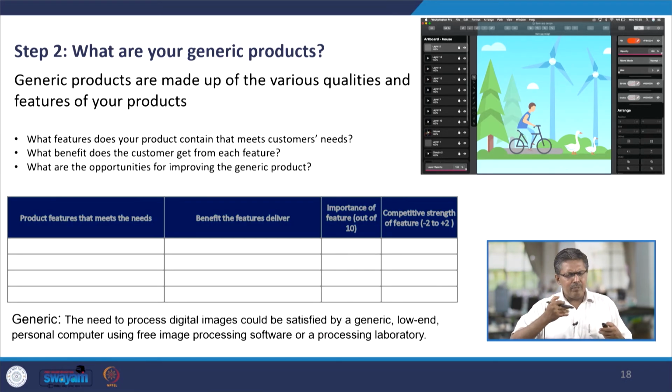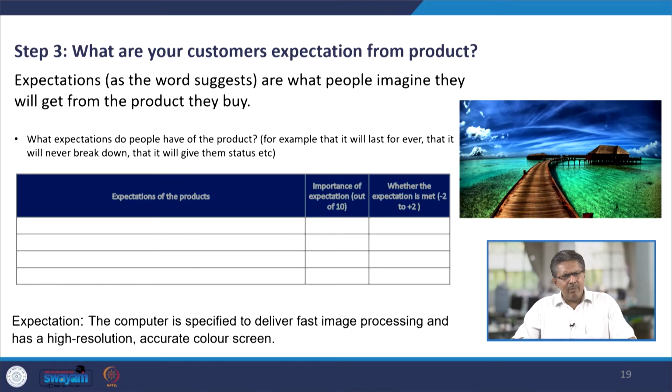So, if I have successfully passed through the core and generic, what is next? The next is the expectation. So, what is the expectation that the customer has from us? Now, expectations are what people imagine they will get from the product they buy. So, if you do not give them whatever they expect, then they will be dissatisfied. Rather, as a company or a B2B marketer, you should always be trying to give more than what the customer can think, which is augmented and potential.